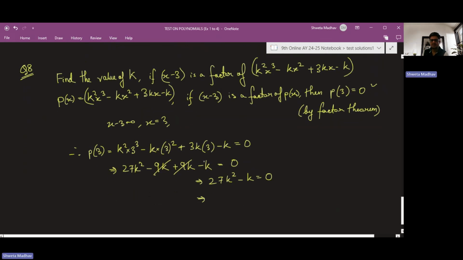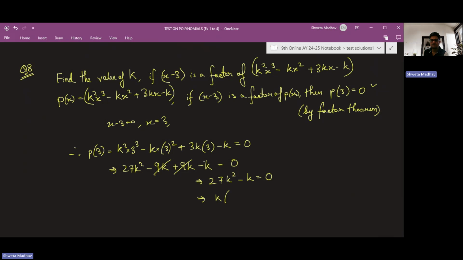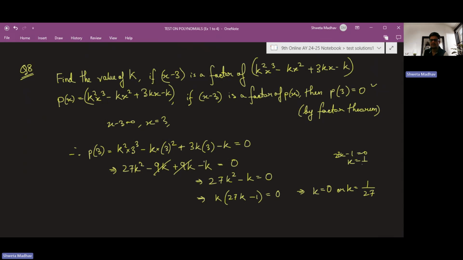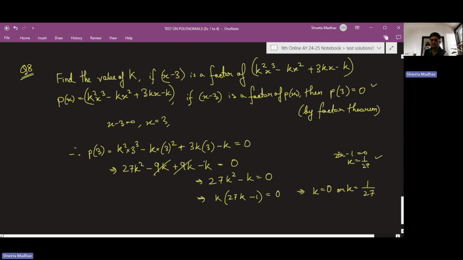So then we can take k as common, then we get k into 27k minus 1, that is equal to 0. So it means that either k is equal to 0 or k is equal to 1 by 27, since if we equate 27k minus 1 to 0, then we get k as 1 by 27. So k can be 0 or k equal to 1 by 27.